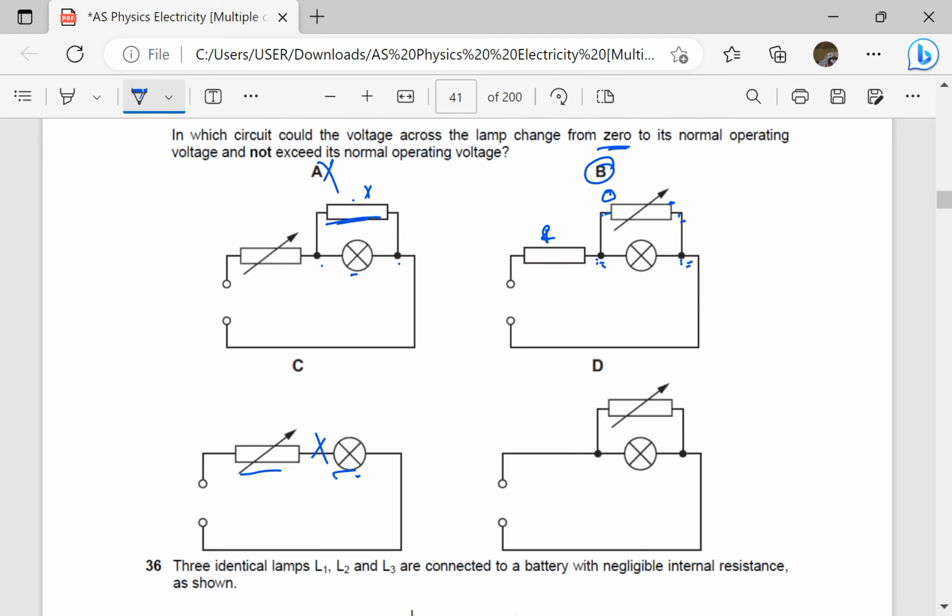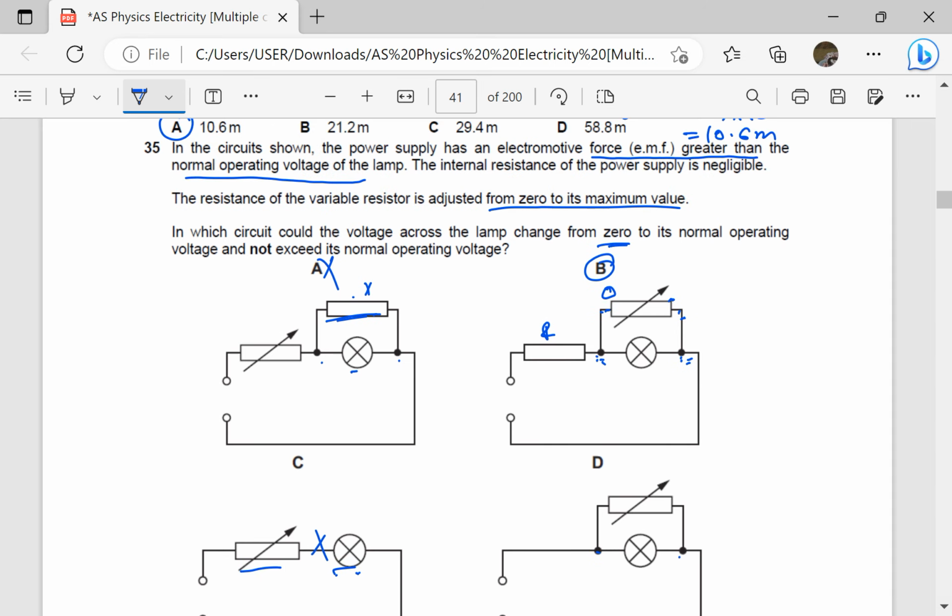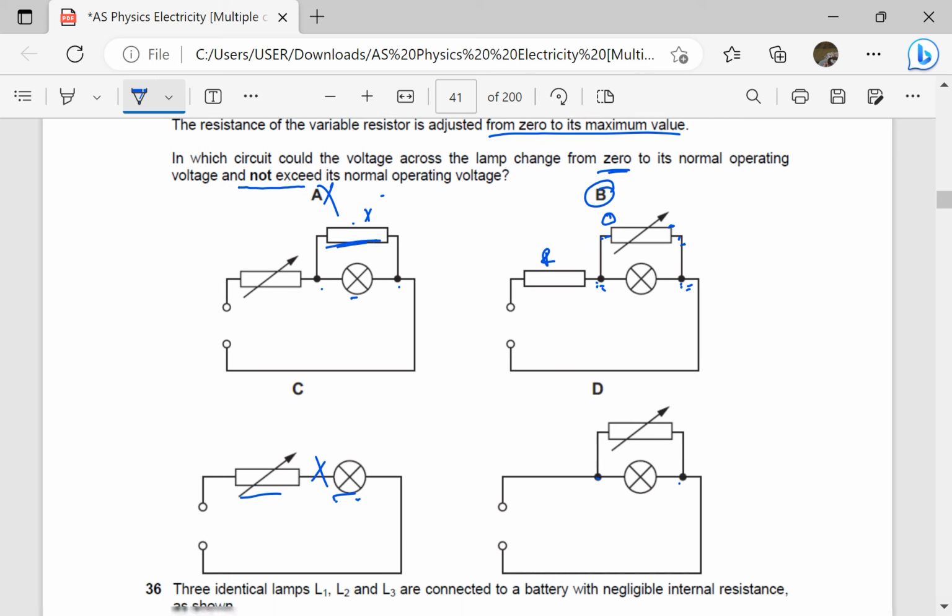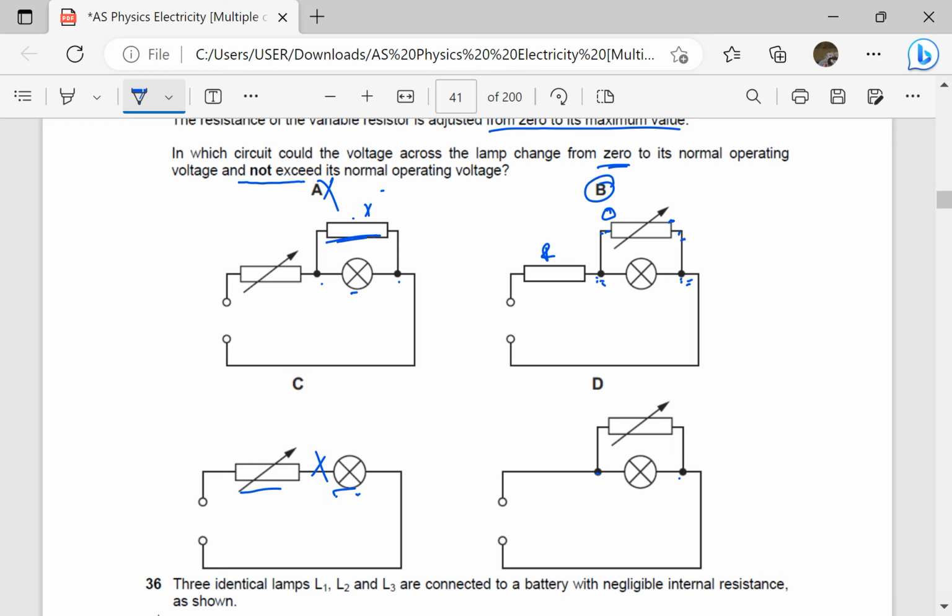So you may be wondering, why not D? In D, there is no other resistor connected with the power supply, meaning that the PD across the lamp can exceed the normal operating voltage, yet it should not exceed the normal operating voltage. Therefore, our answer is going to be B.